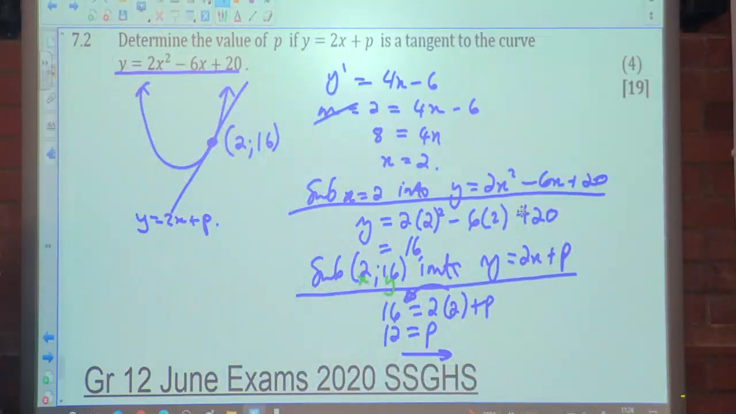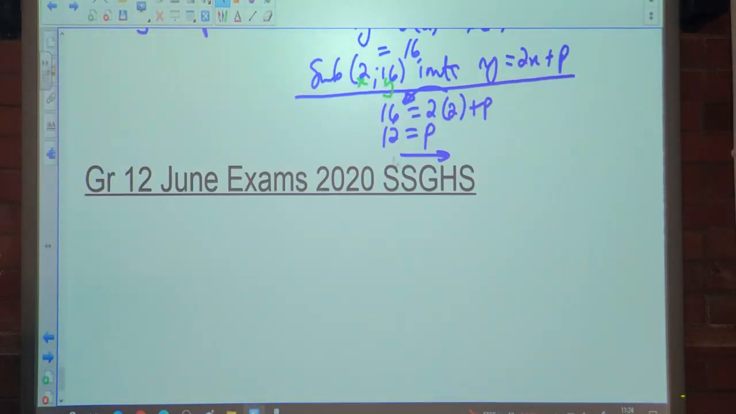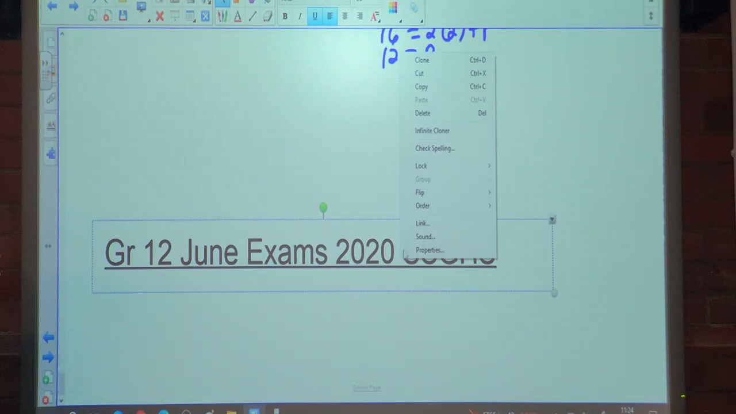Imagine you didn't know this. 6 marks down the drain. But okay, you won't be that one. Alright, so it's getting sweeter and sweeter. Let's go. Next.